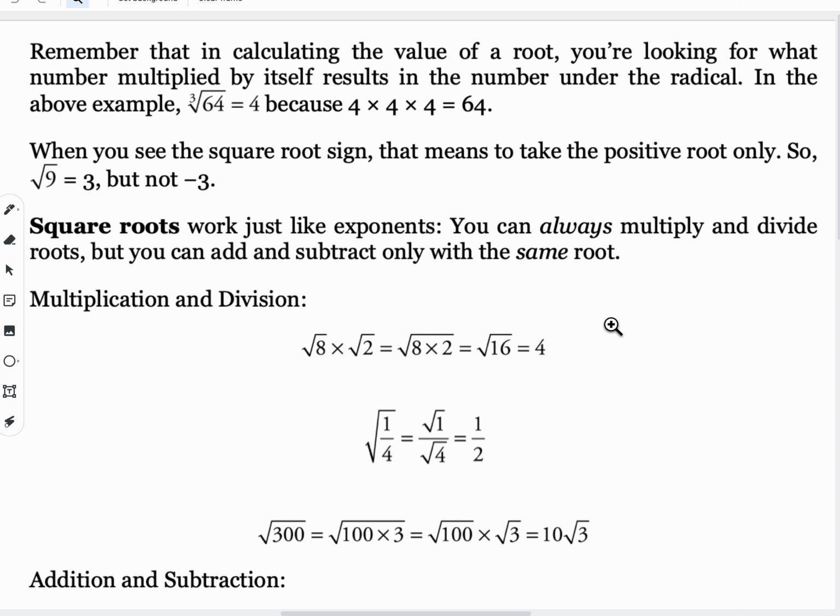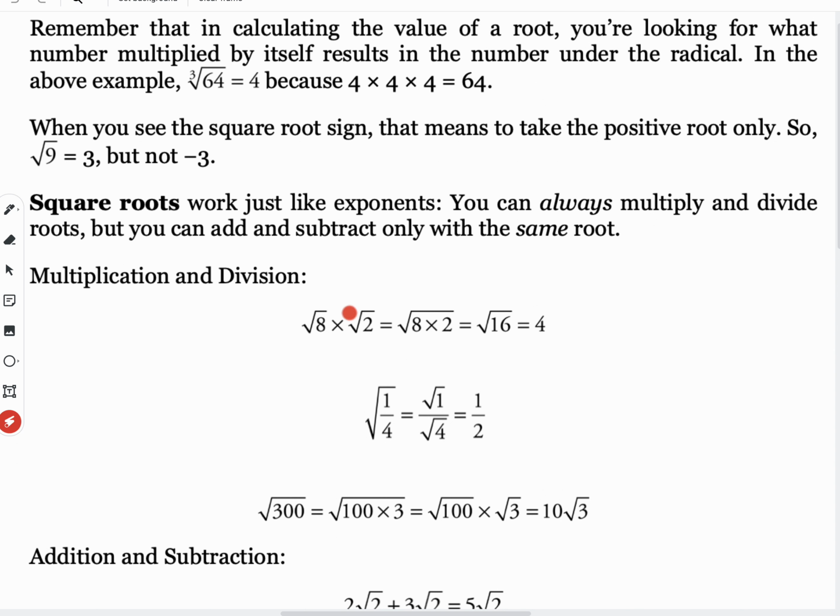Square roots work just like exponents. You can always multiply and divide roots, but you can add and subtract only when it's the same root. For example, we can multiply together the square root of 8 times the square root of 2. Bring them together under the radical sign, we get the square root of 16, or 4.